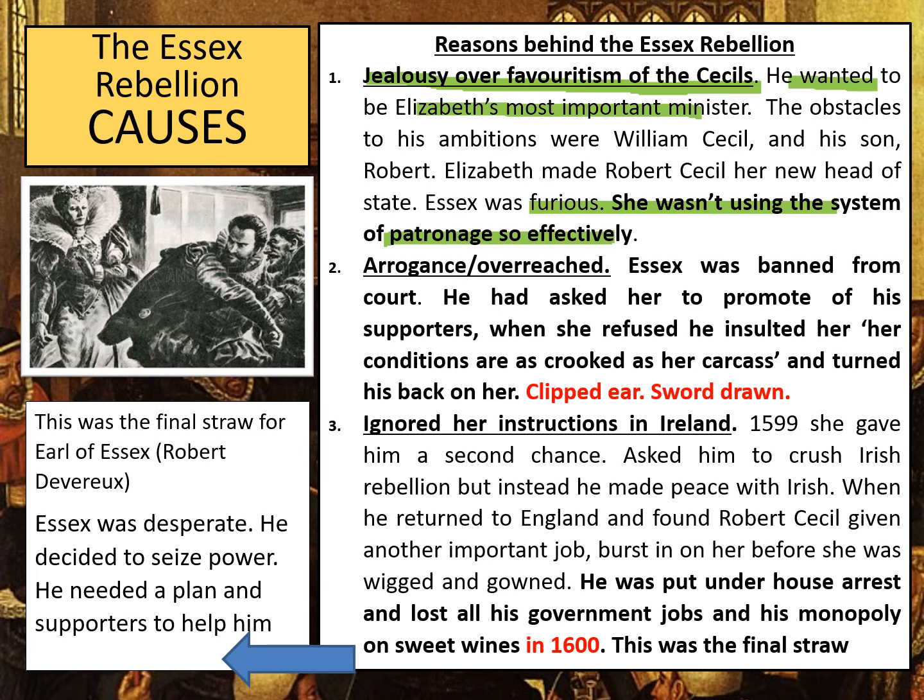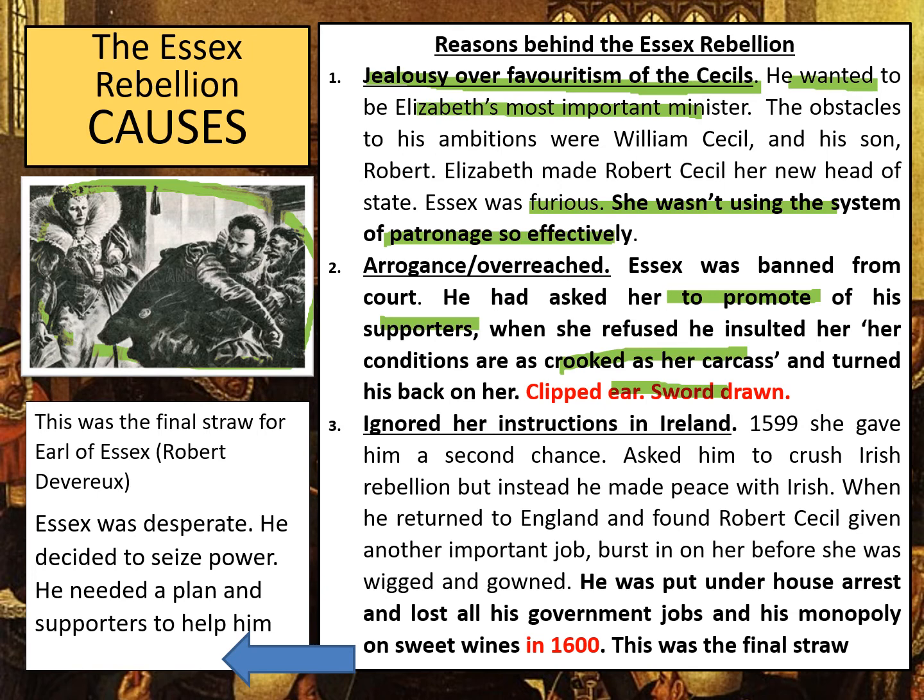In 1598, Essex asked Elizabeth to appoint one of his supporters as Lord Deputy of Ireland. Now, Elizabeth refused to do this, and Essex lost his temper and shouted out that her conditions are as crooked as her carcass, and then he turned his back on her. Now, that wasn't allowed in Elizabethan court because it was a sign of disrespect, so Elizabeth then supposedly punched him in the ear. Essex nearly drew his sword, which we can see in this painting here, and then stormed out of the meeting. Now, that again was a sign of disrespect. Essex, as a result of that, ended up being banned from court.